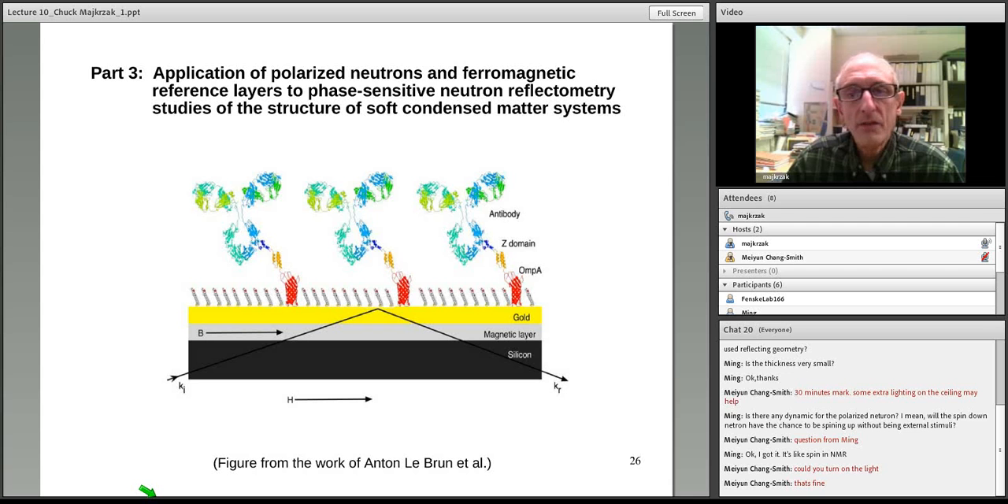In this part, we're going to talk about how ferromagnetic layers and polarized neutrons can be used in the study of non-magnetic organic systems, specifically by using a ferromagnetic layer, indicated by this gray slab here, that's buried well beneath the system of interest, which happens to be this lipid bilayer, and in this case, this protein-type structure that's embedded in the biomembrane. So the idea here is the following.